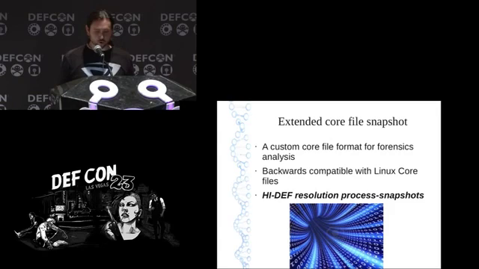So, Extended Core File Snapshot technology. It is a custom core file format, an ELF format based on original core files. It is backwards compatible with original core files, so you can still use them for debugging. If you have this hooked up on your system like I do, you can still use the core files for debugging, but you can also use them for detection and malware analysis. And as we'll see later, you can even relaunch these snapshots back into memory. In other words, you can pause a process and restart it where it left off two weeks later.